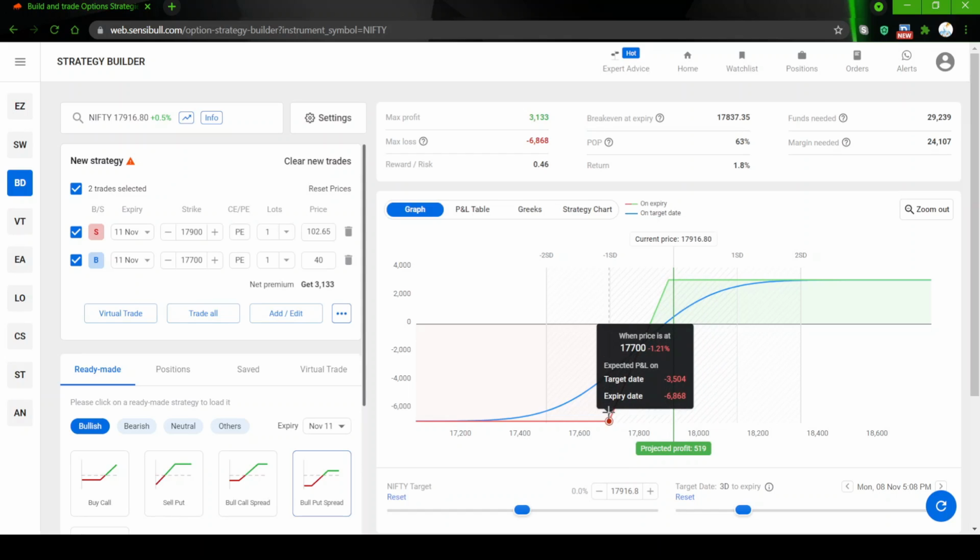Where it will even out is at 17,700, at the bought strike. So when the market is at 17,700 and it starts further going down, our loss is limited. We are not going to get the unlimited loss. Our loss is limited to 6,868 only. We are not going to lose anything more than that.